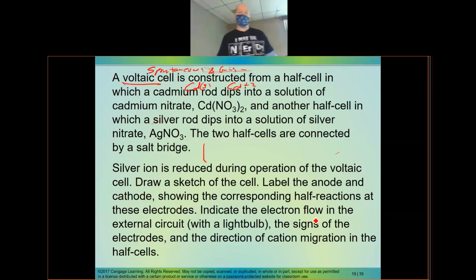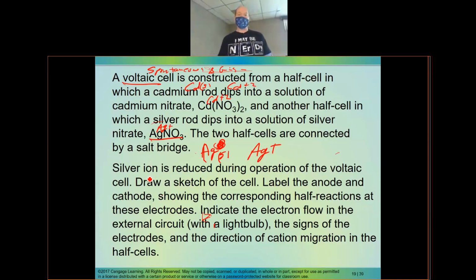And another half cell in which the silver, Ag solid, is dipped into a solution of silver nitrate. So you've got Ag solid and you've got Ag plus. All nitrates are soluble. So this is Ag plus. All nitrates are soluble. This is Cd plus 2. All right, and then they're connected by a salt bridge.